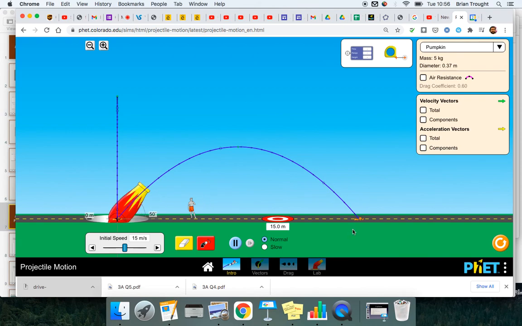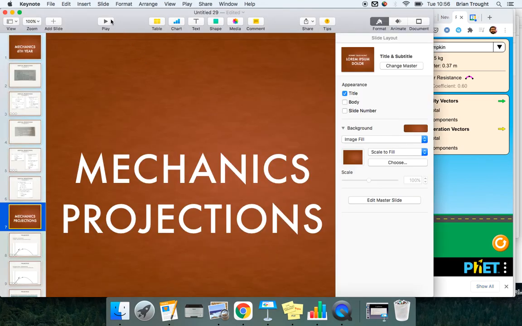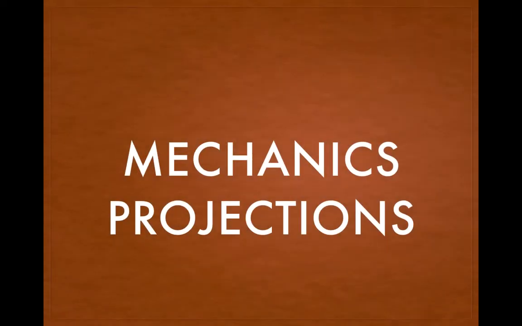The second component is the horizontal component. Horizontally, there are no forces acting on it, so there's no acceleration horizontally, in which case it travels with constant velocity. That might be a bit hard to get your head around, but just remember, no forces horizontally, so no acceleration horizontally, just constant velocity.